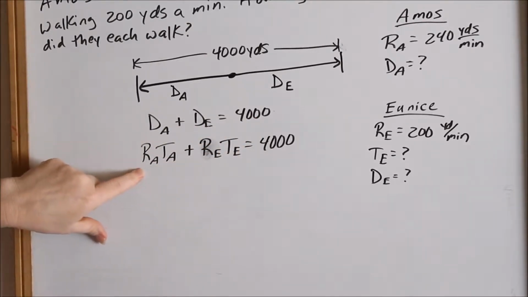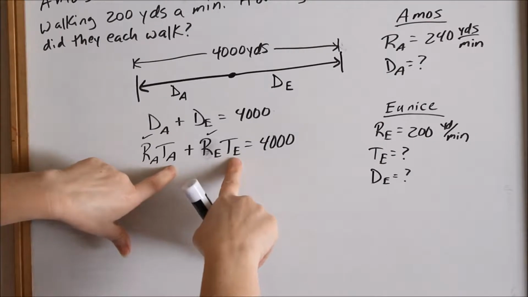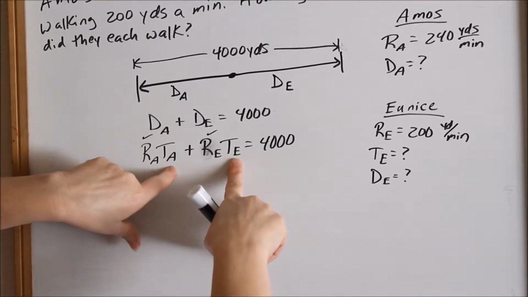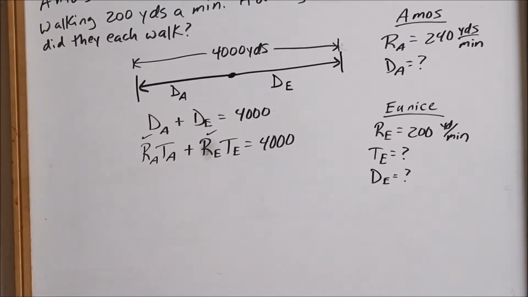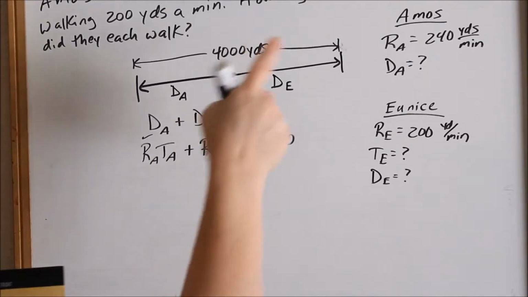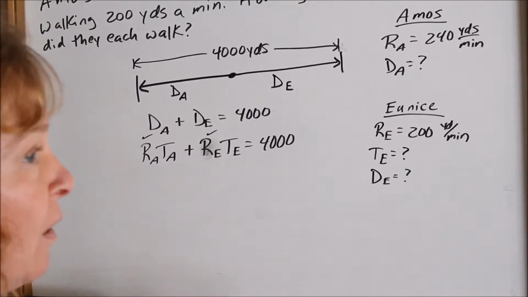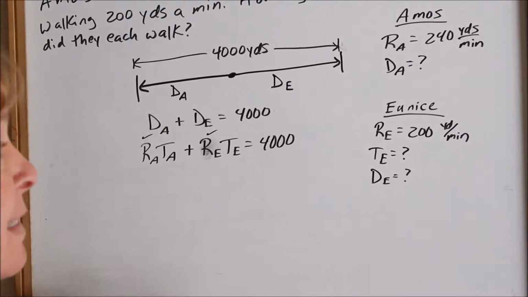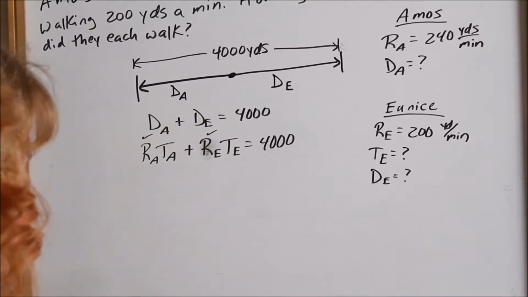So I know Amos's rate, I know Eunice's rate, but then I still have these 2 unknowns. Since I only have 1 equation and 2 unknowns, I have to write another equation. If I have 2 unknowns, I have to have 2 equations. So I need to go back to the information that they told me about the time. They said that Eunice left 2 minutes later. If Eunice left 2 minutes later, you have to use some logic: Amos walked longer. Eunice walked 2 minutes less. Okay?